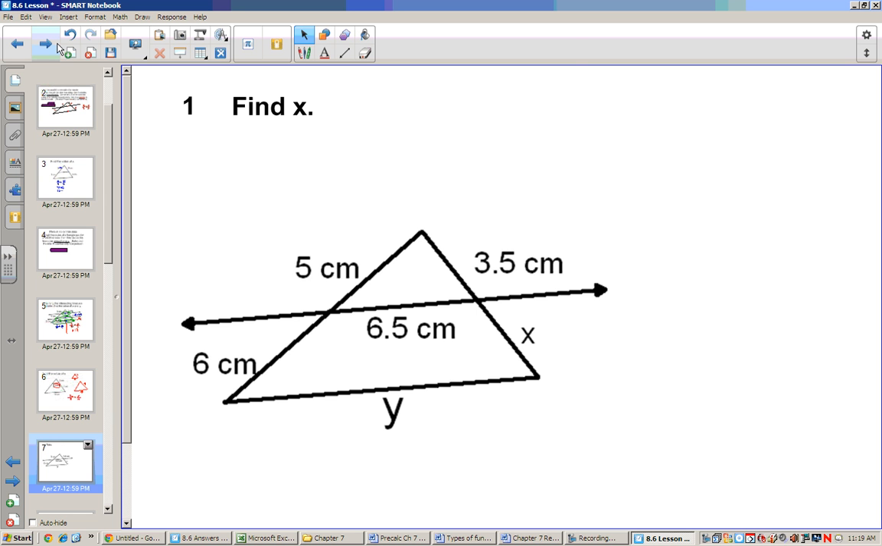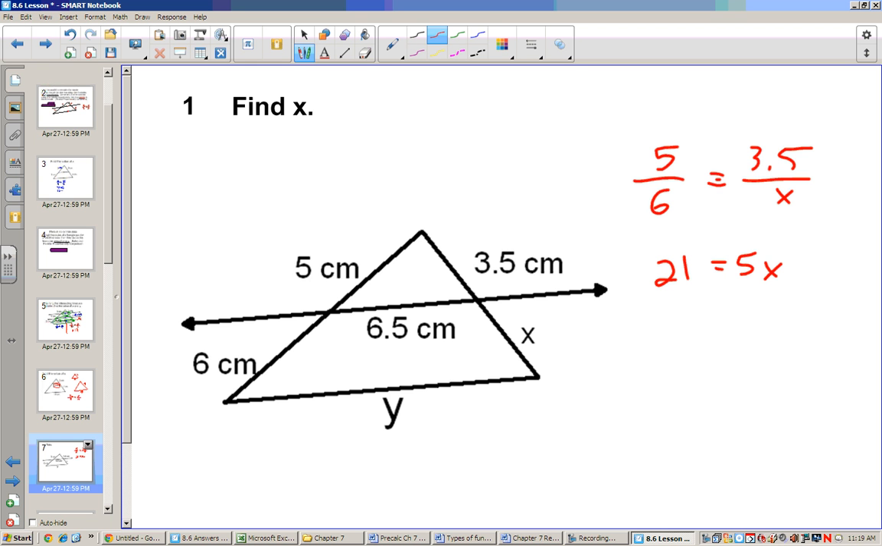All right. Now here's a few problems. They're fairly similar, so pause the video, see if you can do them on your own, and check to see if you get the right answer. So in this case, I would do 5 over 6 is equal to 3.5 over x. You cross multiply and divide. 6 times 3.5 is 21. If 21 is equal to 5x, we divide by 5 on both sides, and this should be 4.2.